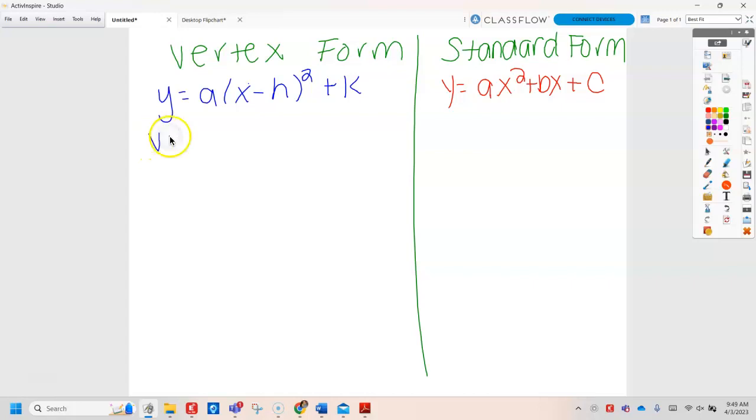The vertex in vertex form is the opposite of what it is in the problem, comma k. In standard form, you must apply your formula to find the vertex.